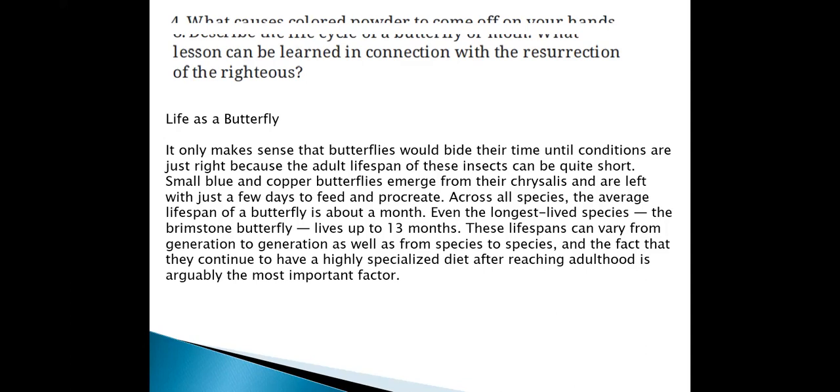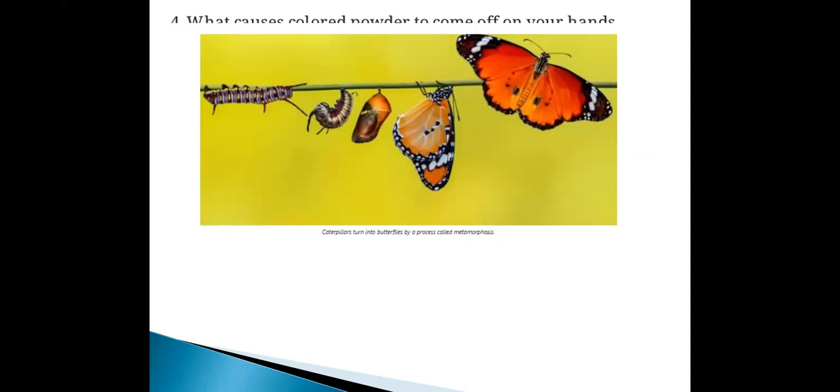And you can see the brimstone butterfly, they live for 13 months. So here there are different stages. First, the caterpillar. You can see the structure over here, the figure over here, that is a caterpillar. That is after the egg is hatched. So this caterpillar will start eating all the greeneries which are present nearby.